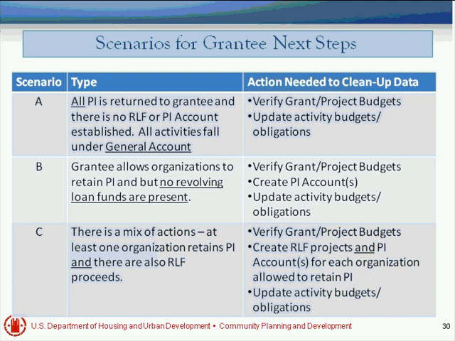The final group is C. It's more of a mix, and that's, again, where somebody might have a revolving loan fund for one type of activity, but you also allow folks to retain program income. So an activity can't fall under a revolving loan fund project and a program income account. So in terms of staging, you'll want to assign activities to revolving loan fund projects before you go in and create those program income accounts.